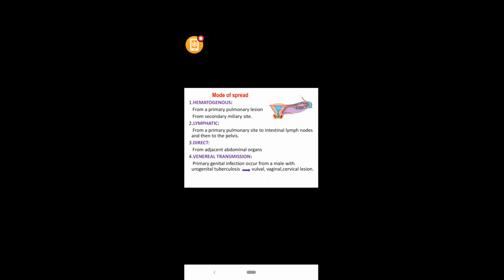The next mode of spread is venereal transmission. Primary genital infection occurs from a male with urogenital tuberculosis. If a male has urogenital tuberculosis, then during sexual contact the female can have a genital infection, that is either a vulval TB, or a vaginal or cervical lesion.